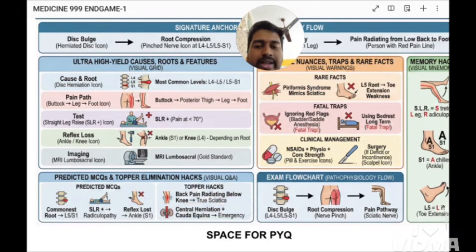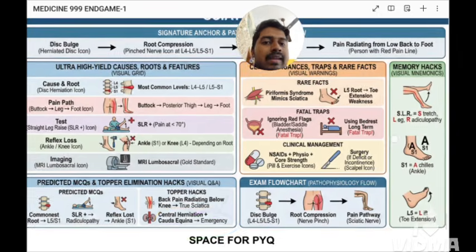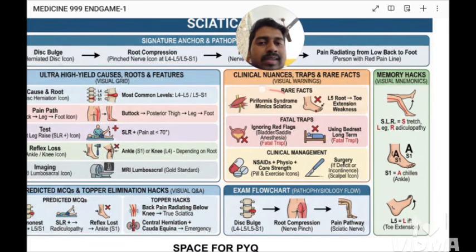And then there can be central herniation plus cauda equina. If cauda equina syndrome also occurs along with this disc herniation, then it is an emergency. Next, one of the most common differential diagnoses is piriformis syndrome, where because of inflammation of the piriformis muscle, there will be trapping of the nerve, and that can resemble sciatica. So this is one thing which you should be aware of in your questions.